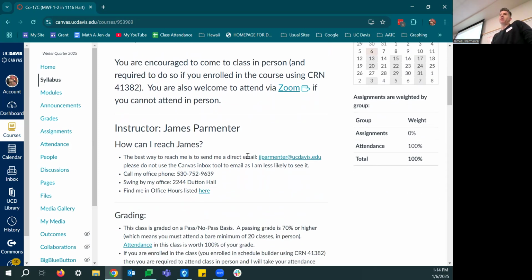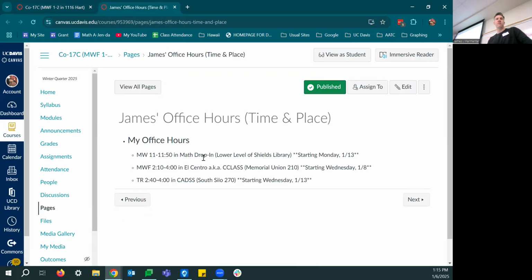As far as reaching me, email is best. You can call my office phone if you want, but who calls phones to talk to people anymore? You can also come by my office, or you can find me in office hours, which are listed here. They're also listed in the modules. Real quick, let's look at the office hours just so you know when and where to find me. You can find me in Math Drop-In, which is in the library, Mondays and Wednesdays from 11 to noon. That's starting a week from today. So next Monday is when drop-in starts in general.